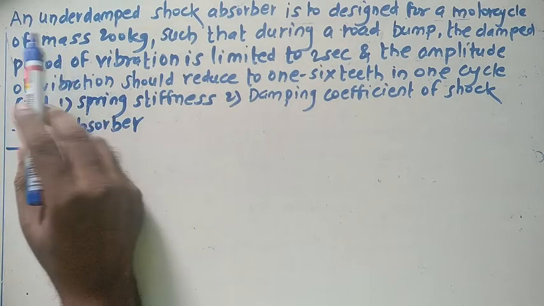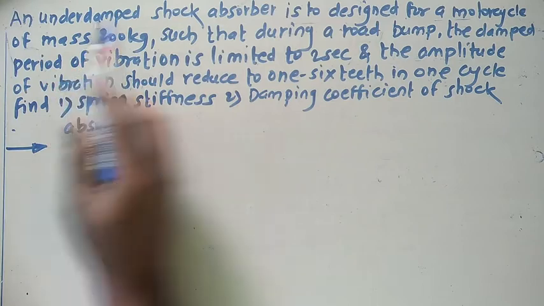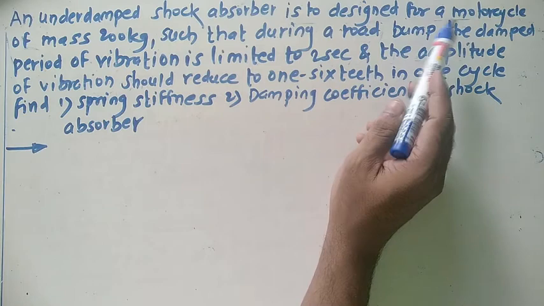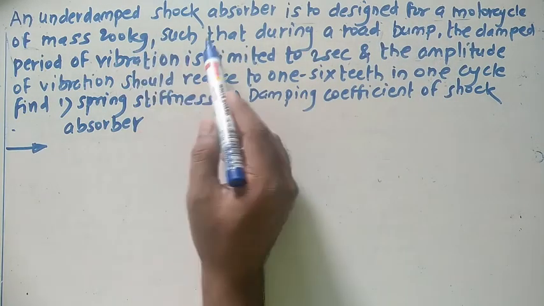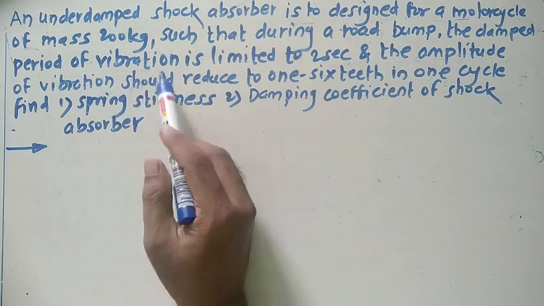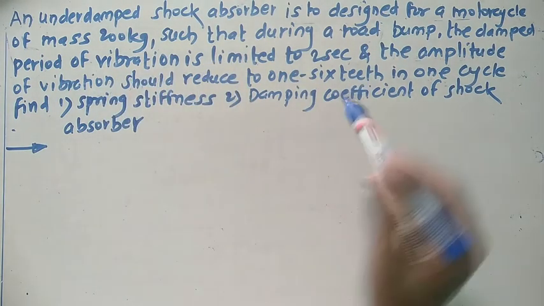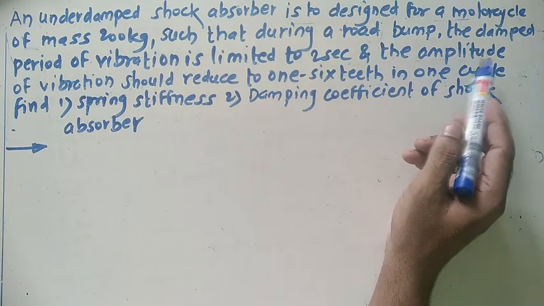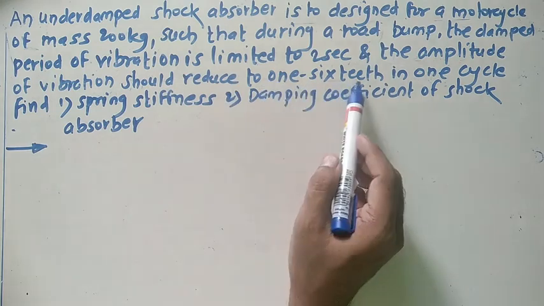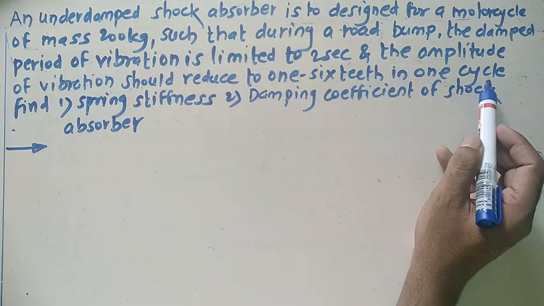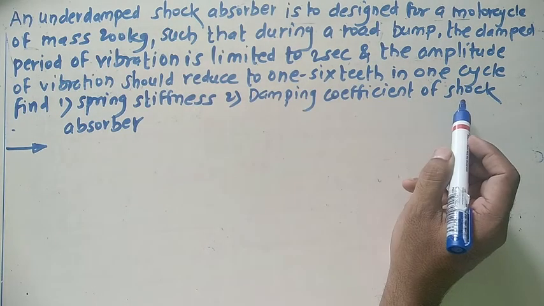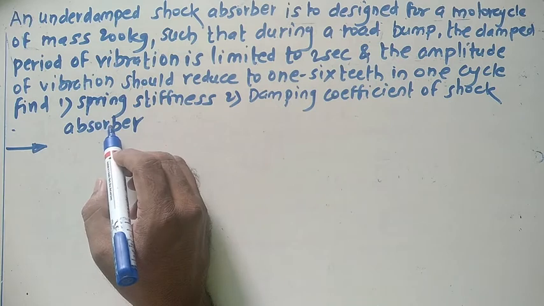Now the next problem: an underdamped shock absorber is to be designed for a motorcycle of mass 200 kg such that during a road bump the damped period of vibration is limited to 2 seconds and the amplitude of vibration should reduce to 1/16 in one cycle. Find spring stiffness. Second point, damping coefficient of shock absorber.